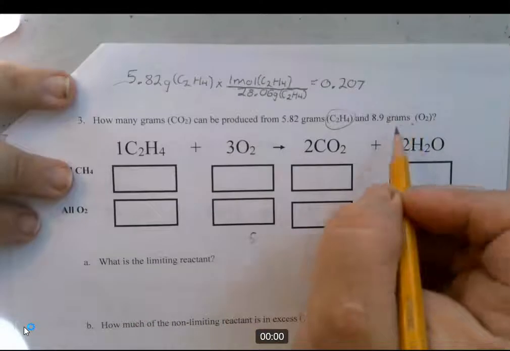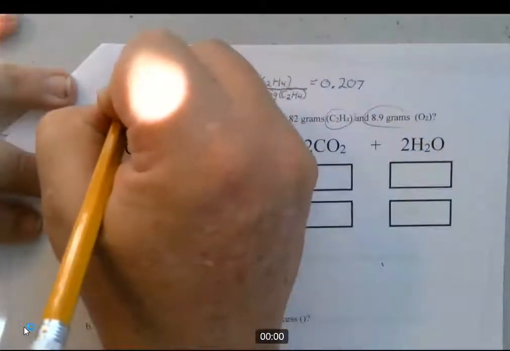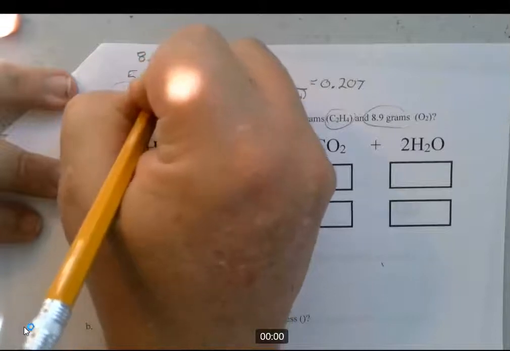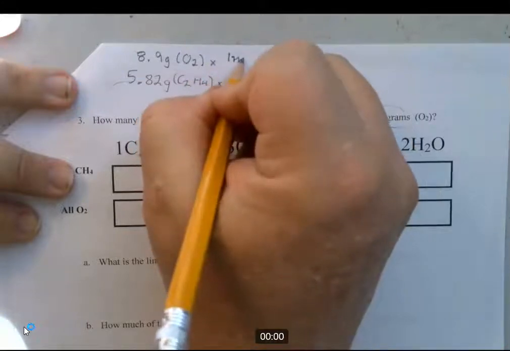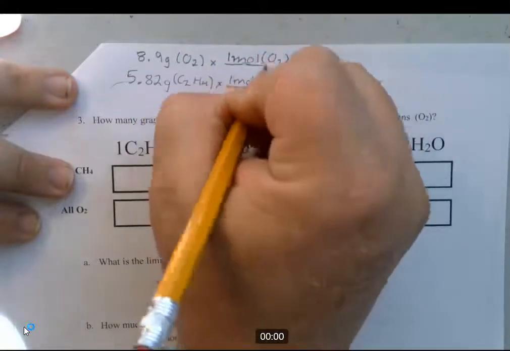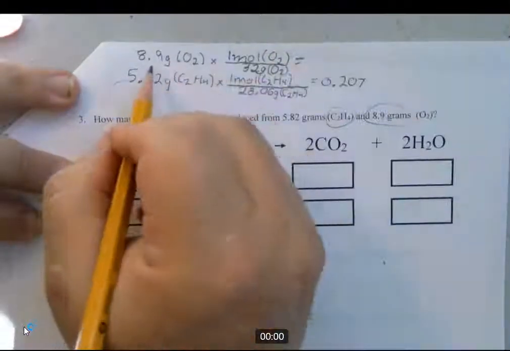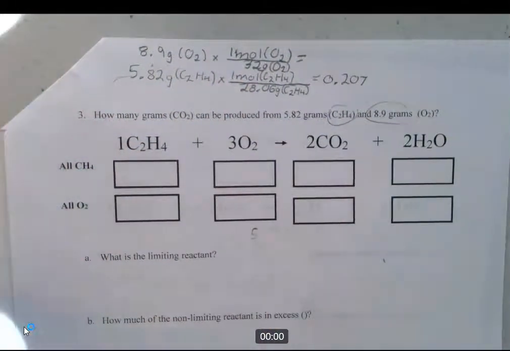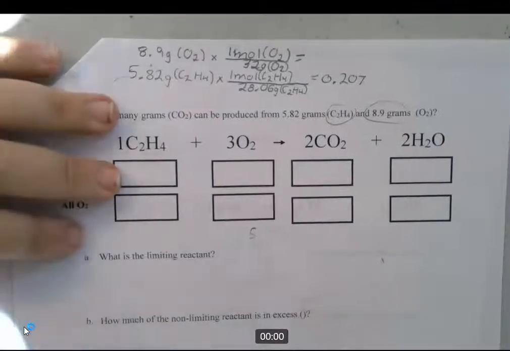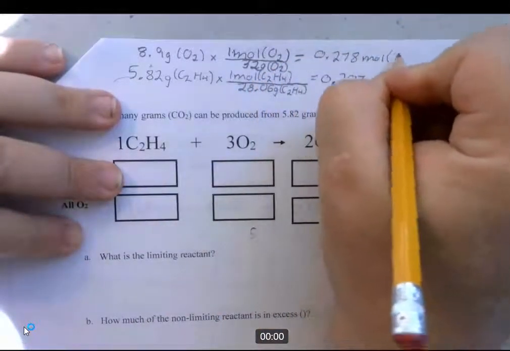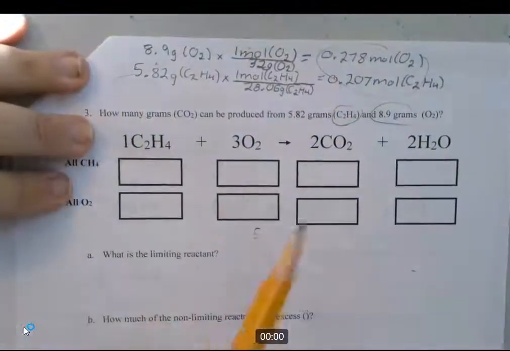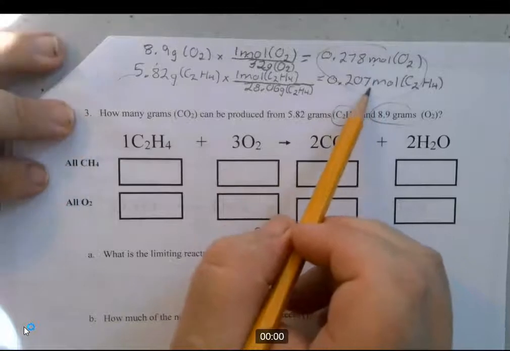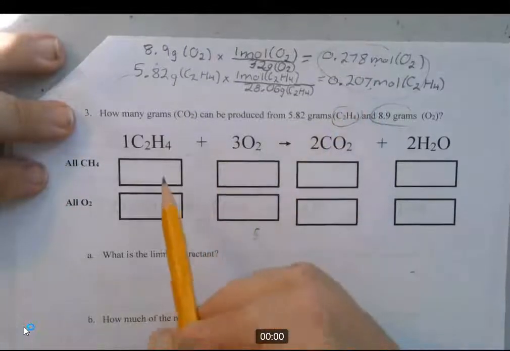Okay, so for 8.9 grams of O2, 1 mole of O2 is 32, it's 2 times 16. 8.9 divided by 32 is what it turns out to be, and that's 0.278. Okay, so these are the numbers we're interested in. This is how many moles of O2 we were given, and this is how many moles of C2H4 we were given. So let's put them in the boxes down here.